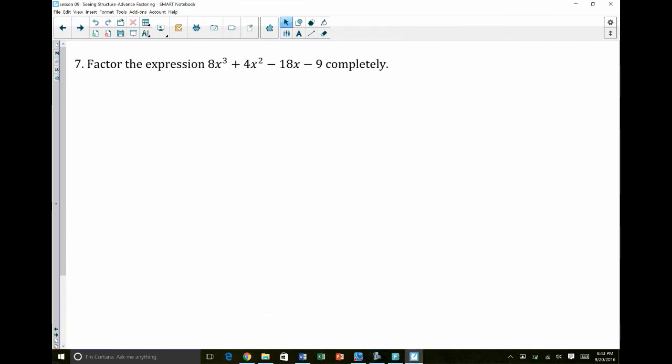Number 7, factor the expression completely. So, this is a cubic polynomial. I'm first going to ask, is there a GCF? 8, 4, 18, and 9? No, other than 1. So I'm going to try grouping.